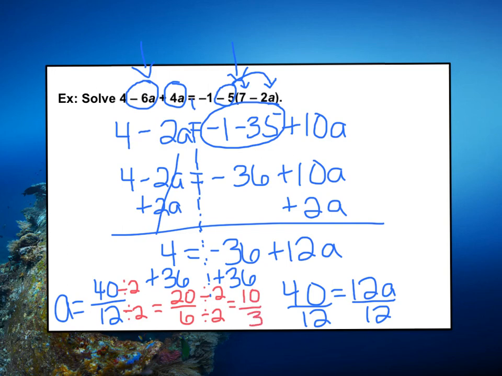And I can go no further. There's no number that goes into both the top and bottom, or the numerator and denominator. And this is my final answer.